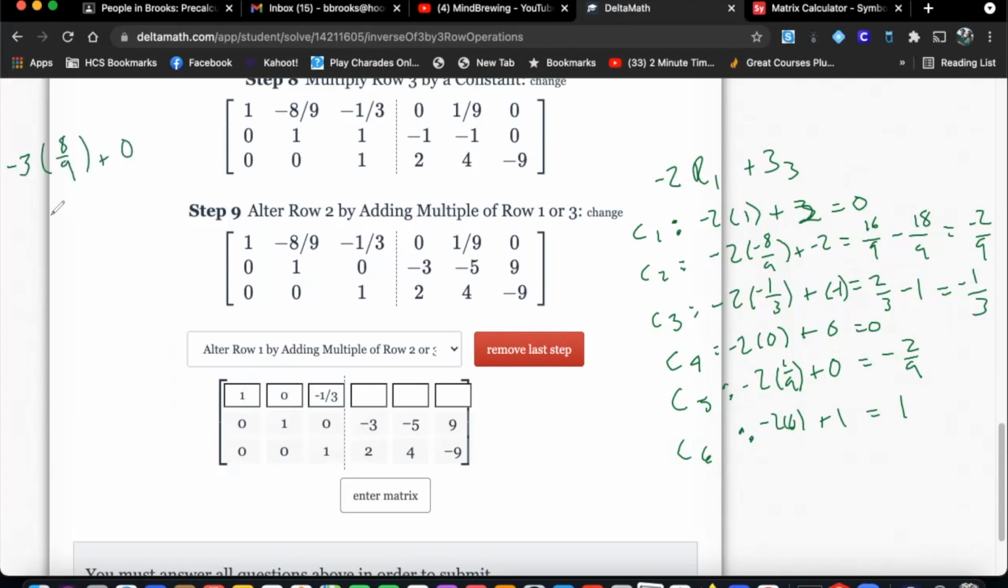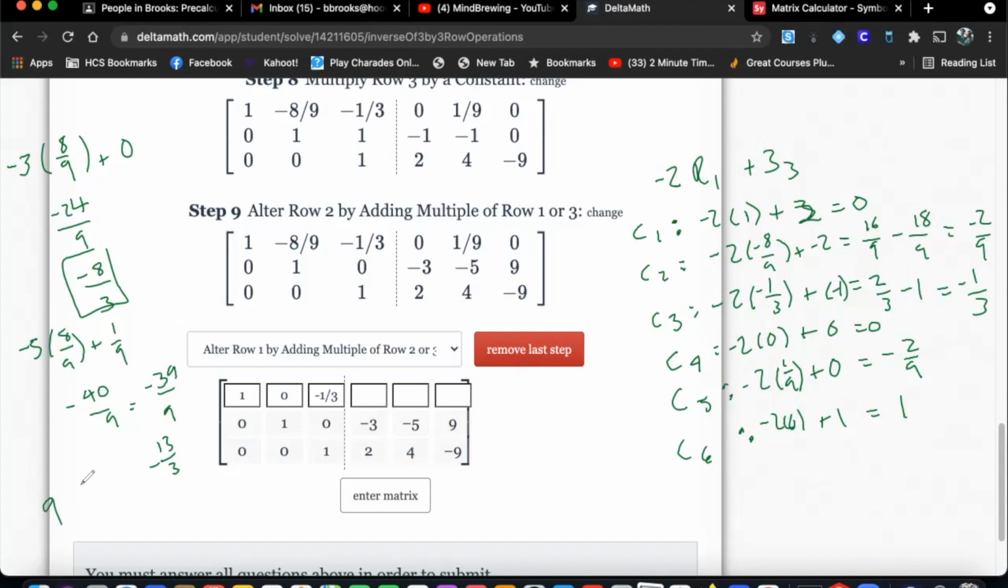So that's going to be -24/9, or -8/3. Yeah. All right, so that's going to be that one. And then let's look at the next column. So it'll be -5 times 8/9 plus 1/9. That's going to be -40/9. So this will give you -39/9. And 39/9 does reduce, right? It's 13/3, I think. -13/3.